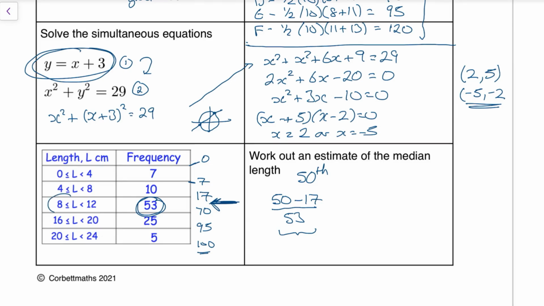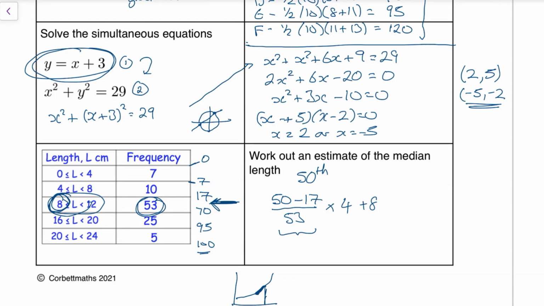That class goes from 8 to 12, so in other words, I need 50 minus 17 divided by 53 as a fraction of 4. Then I need to add on the original 8 I'm starting from, so that's where I start my median from. So think about it just in terms of a graph, like a cumulative frequency graph. My data does this, my 50th is here, I need to start at the start of my class and go along to the 50th. I'm working out how far to go along.